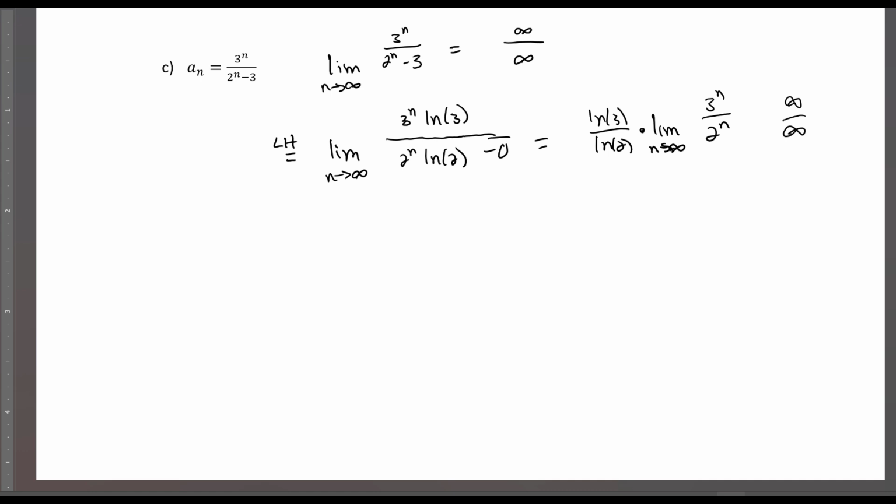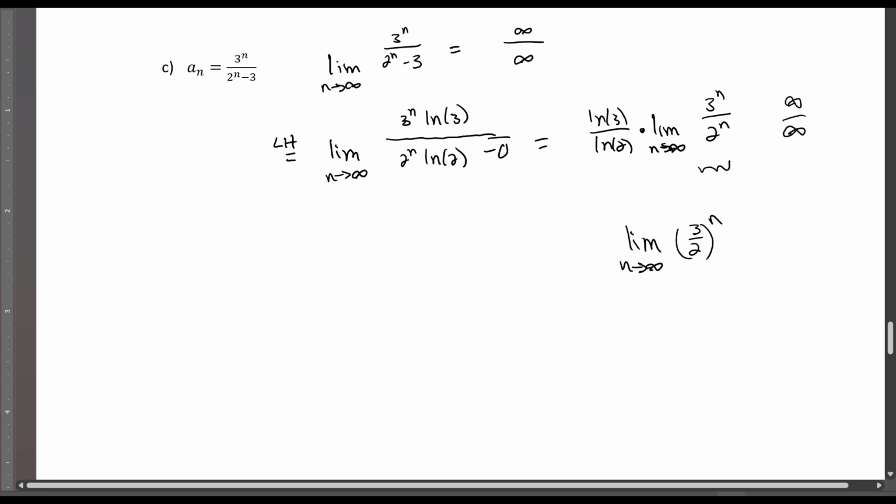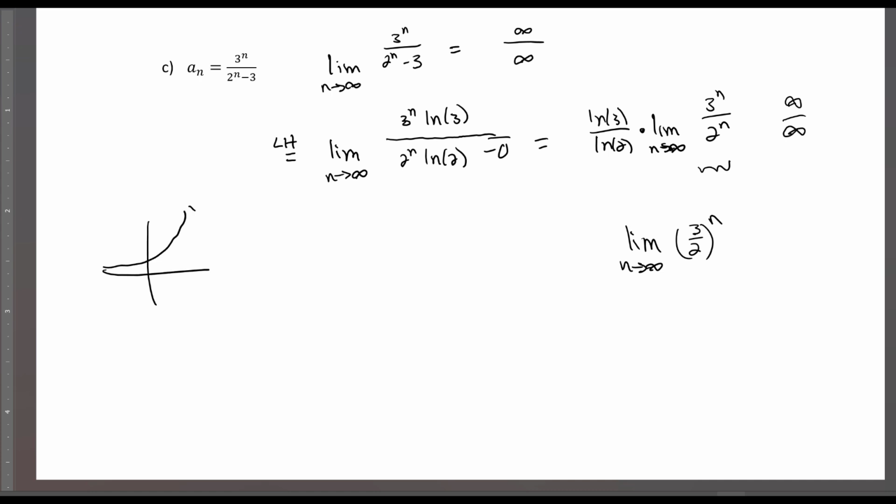So if we stop here and think for a second algebraically, 3 to the n divided by 2 to the n is really 3 halves to the n. So what I'm really taking the limit of is an exponential where the base is 3/2. When we think about exponential functions, I'm going to come over here and sketch a graph. If we think about exponential functions like y equals a to the x, when the base is bigger than 1, that exponential function grows. In this case, that's where we are: our base of 3/2 is bigger than 1.